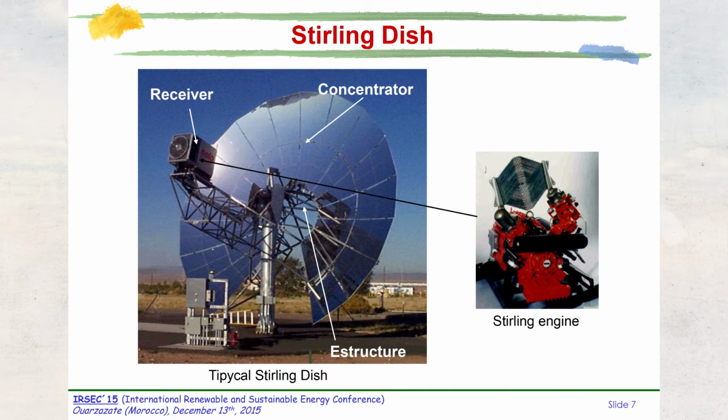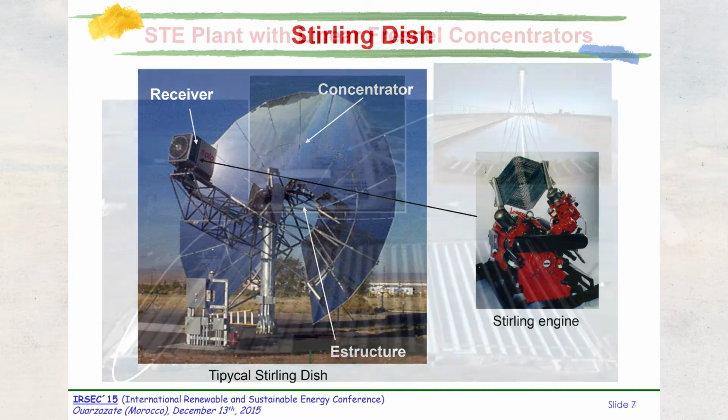Another technology is the Stirling Dish technology. In this technology, the solar concentrator is a paraboloid of revolution. At the focal point of this concentrator, we have the absorber of a Stirling engine. In the Stirling engine, we have hydrogen or helium running inside, and this gas is heated in the absorber, which is located in the focal line of the concentrator.